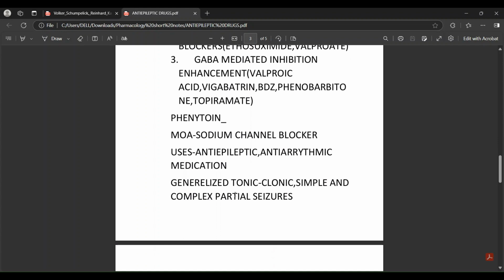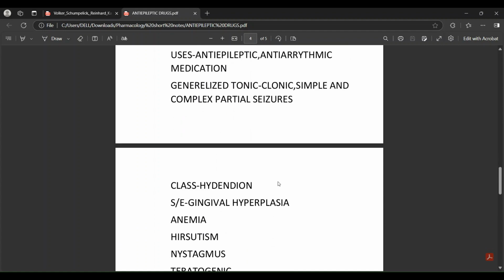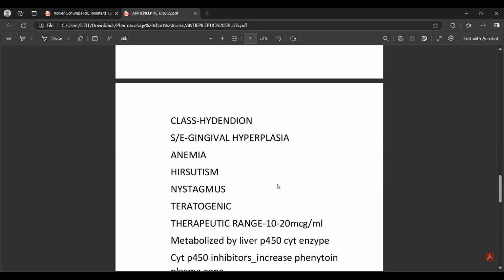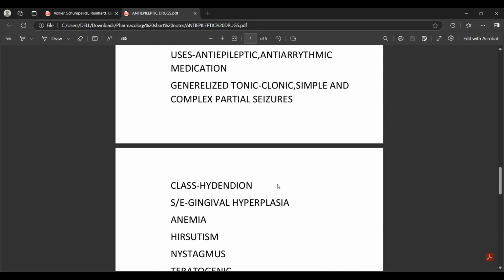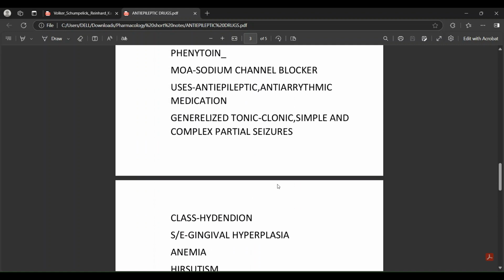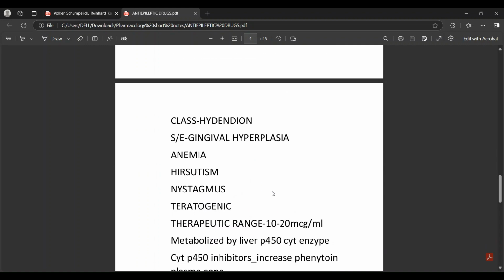So nowadays phenytoin is widely used. The mechanism of action is a sodium channel blocker. Uses are as an antiepileptic and anti-arrhythmic medication. They are used mainly in generalized tonic-clonic seizures and simple and complex partial seizures. Drug class is hydantoin. You have to know this is an antiarrhythmic medication also. So this belongs to class one, which is sodium channel blockers. You have to remember that S means sodium channel blockers in the antiarrhythmic classification of medication.